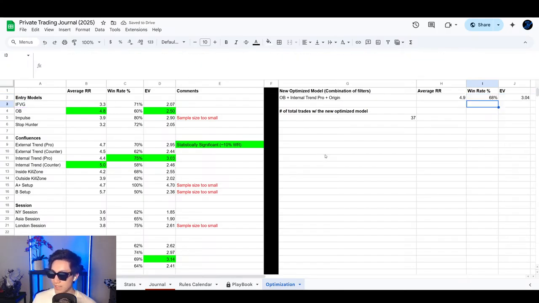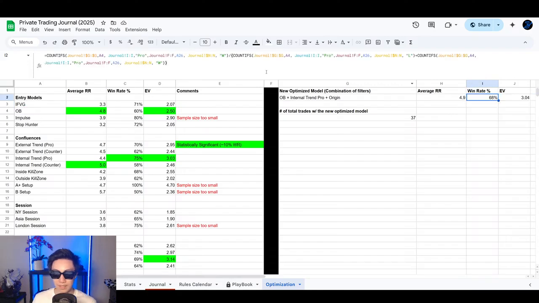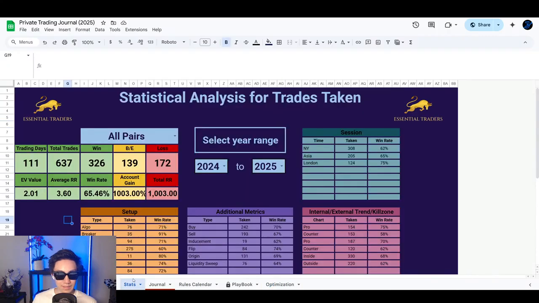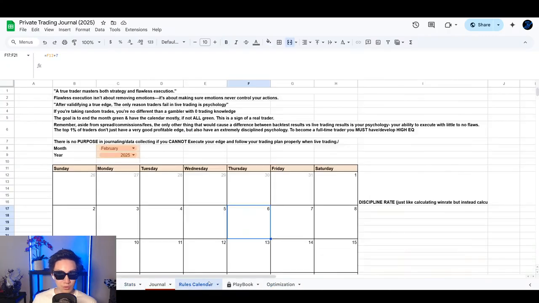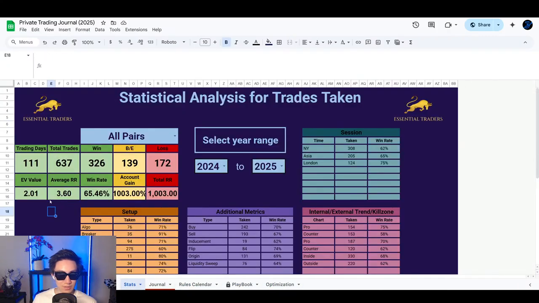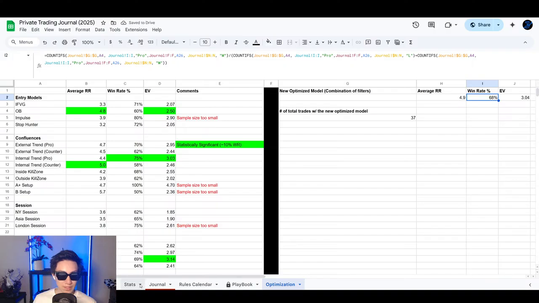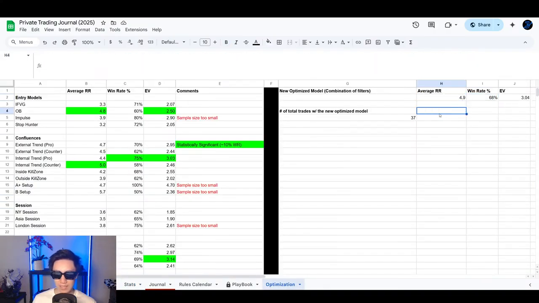So there we go, guys. There we have it. The win rate percent is 68% with this filtering of this new optimized model. And the EV overall is 3.04. Is that a big difference compared to my current EV? Yes, it is. It is literally a 50% increase in EV. So not double, but still a 50% increase in pure raw performance of the strategy. The win rate is basically the same as mine. The risk reward just has increased a lot.